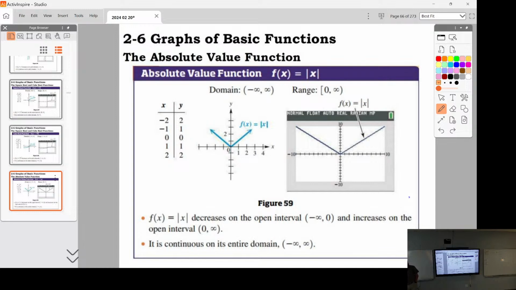If I drive from my house to the school, it's 9.7 miles. If I drive back home, it's not negative 9.7 miles. It's still 9.7 miles either direction.